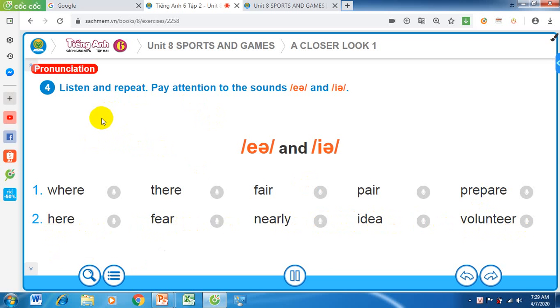At home, you can find more words with this sound. For example, with air, you can find chair, hair, okay, stare, and with ear, you can find the sound like ear, right? Beer, okay, with ear. You can write these words in your notebook and practice.